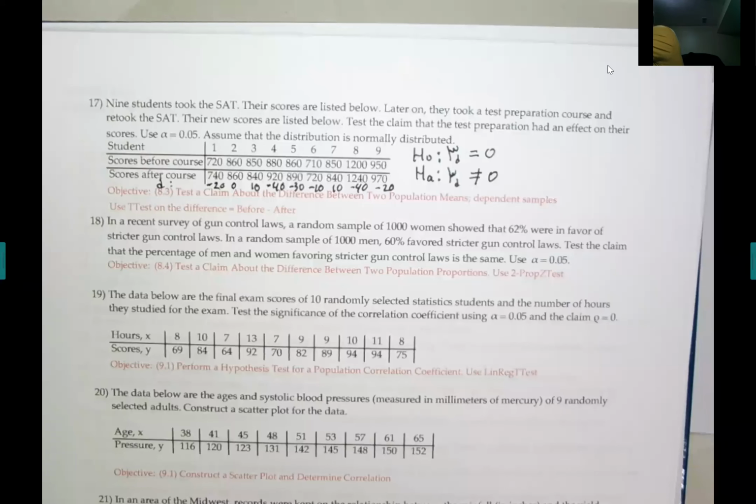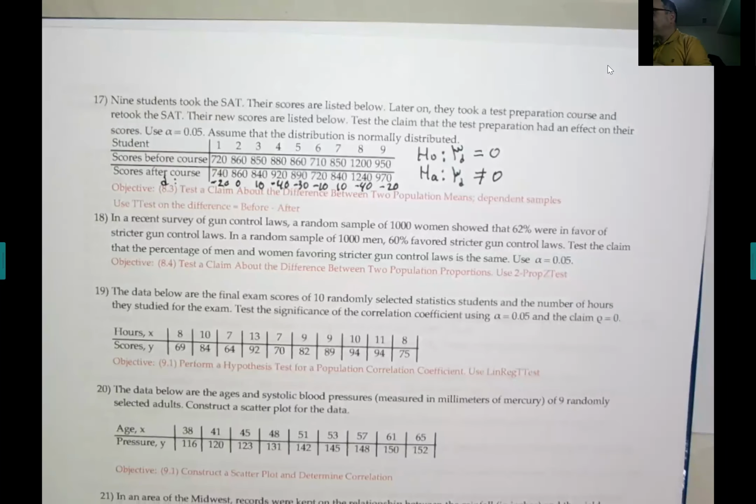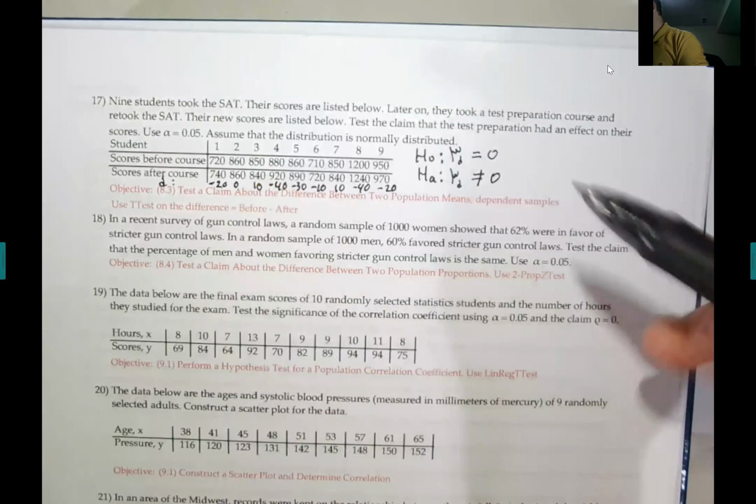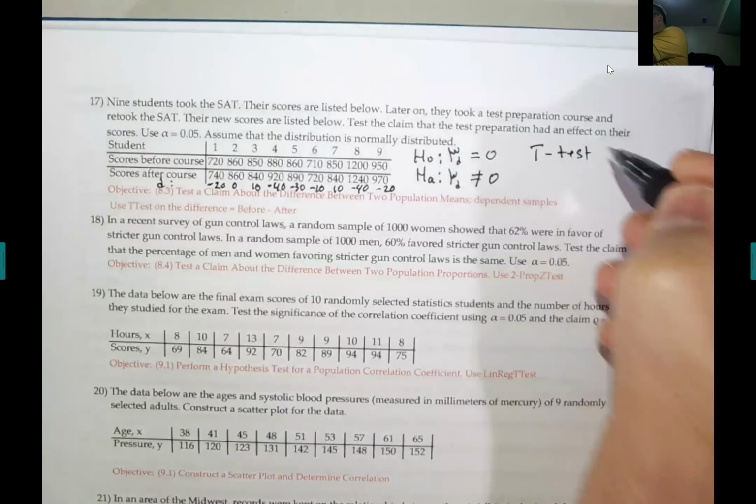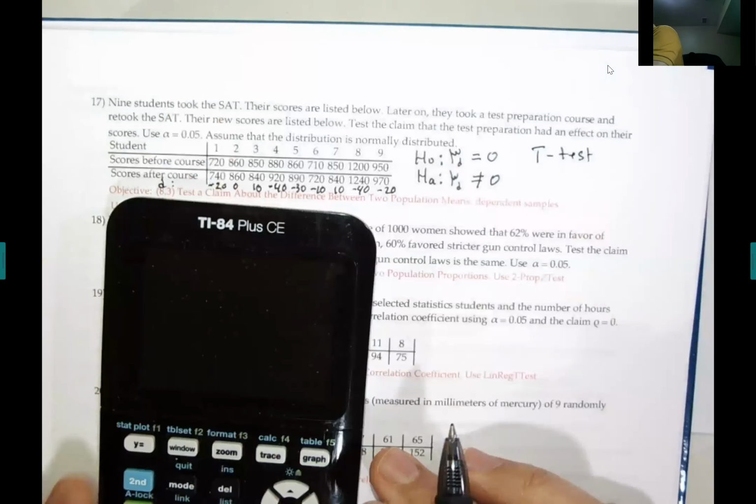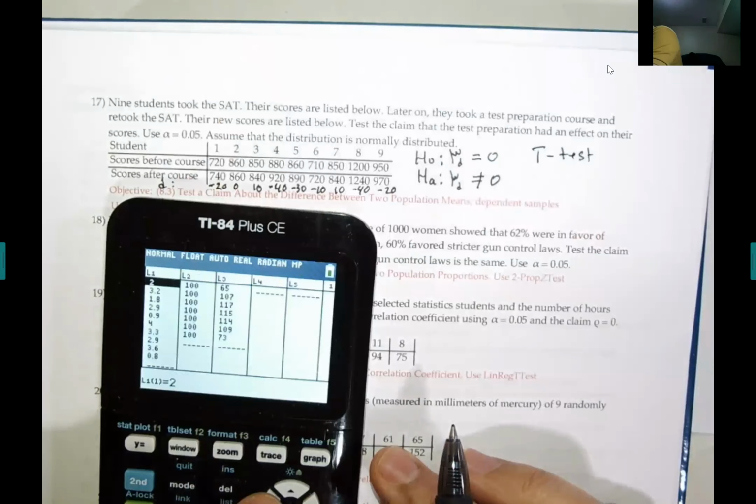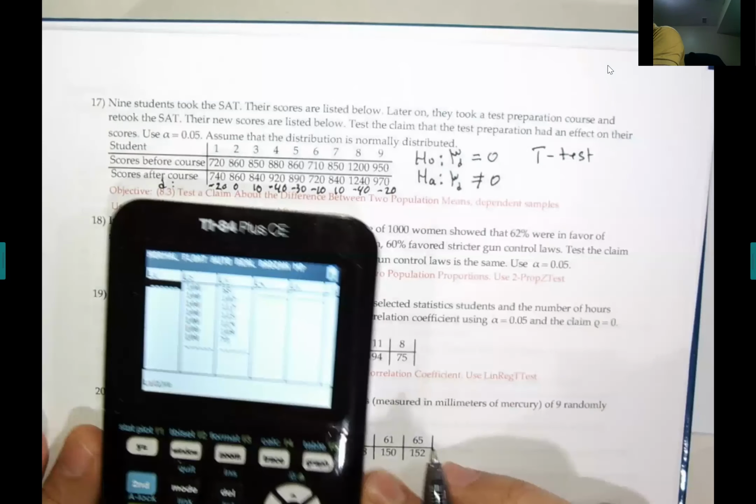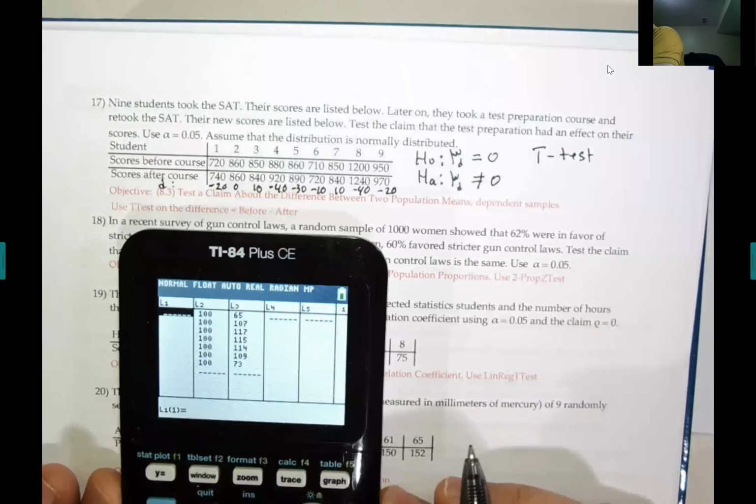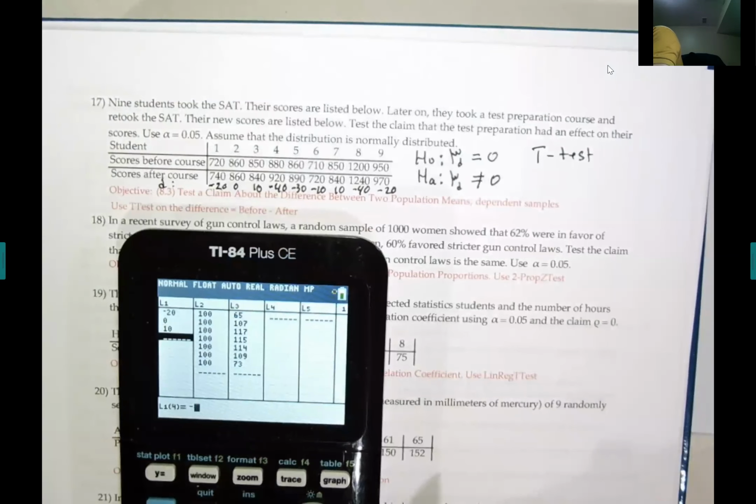So, guys, when you have a question like this, this is a t-test with one sample, not 2 samples anymore, because I have the differences. I'm just going to show you how to enter those data into L1. If you want to enter them with me, that would be fine. Negative 20, 0, 10, negative 40, negative 30, negative 10, 10, negative 40, and then negative 20. Make sure to use a proper negative sign.